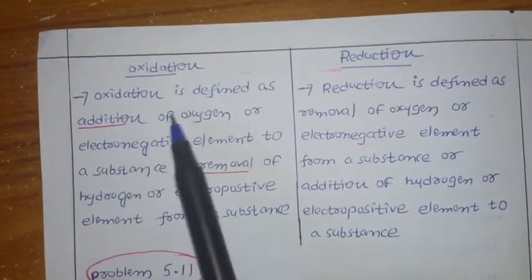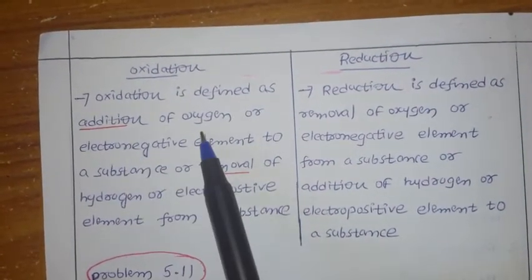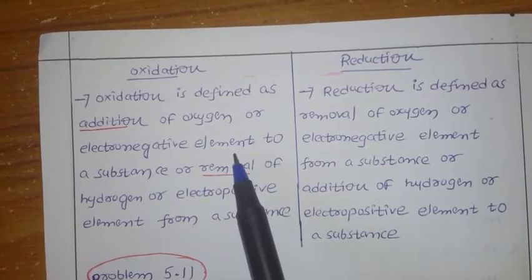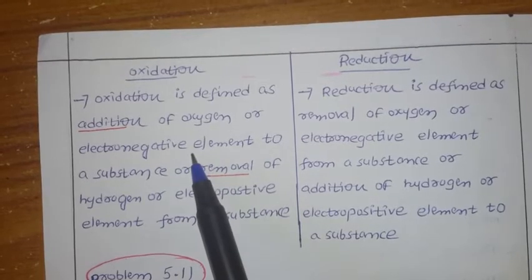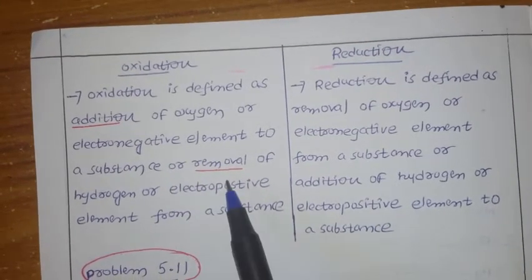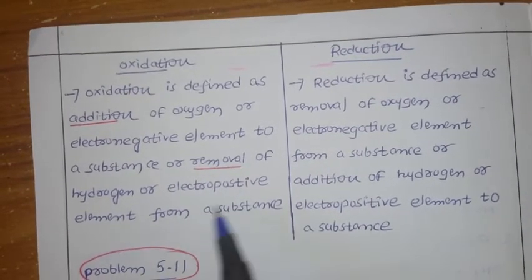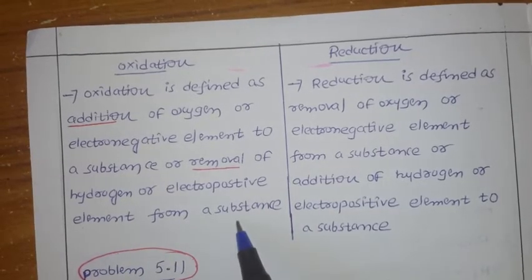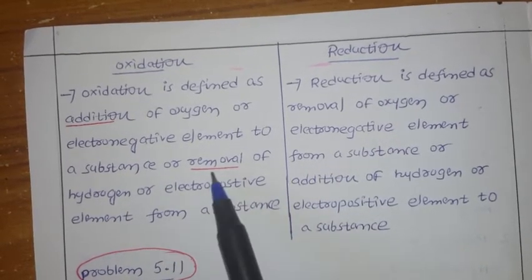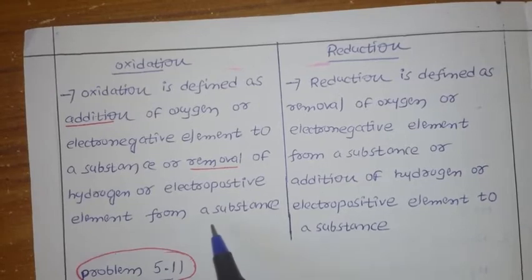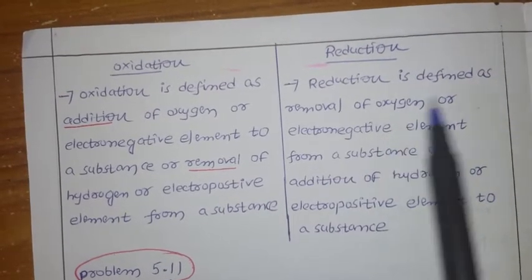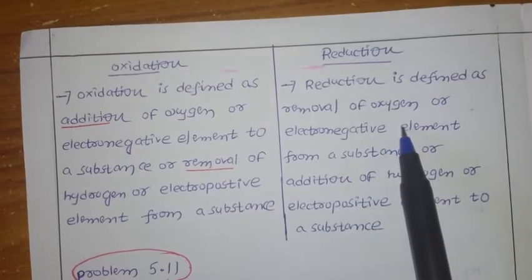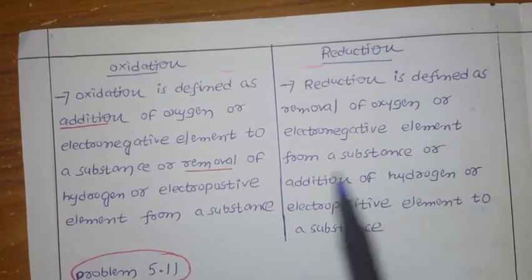Oxidation is defined as addition of oxygen or electronegative element to a substance. So you are going to add the oxygen or electronegative element, or removal of hydrogen or electropositive element from a substance. Removal of what? You are going to remove the hydrogen or electropositive element is called as what? Oxidation. Now come to reduction. Reduction is defined as removal of oxygen or electronegative element from a substance.